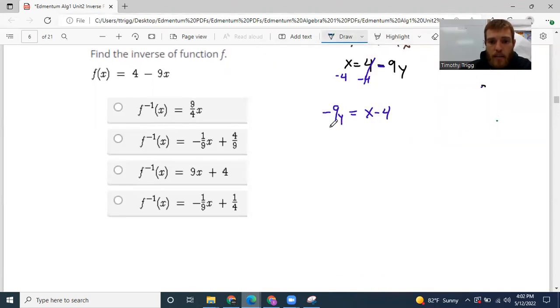What do you suppose our next step would be? Well, we're going to divide by negative 9 on both sides to help us get y by itself. What's my last step here? Well, we're going to replace y with f inverse of x.